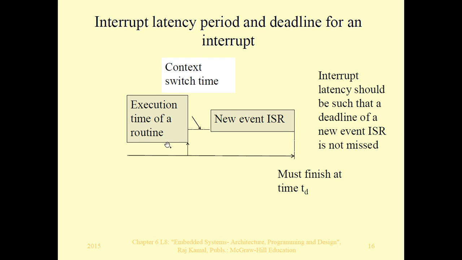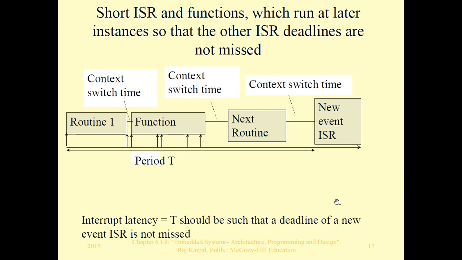So this is how it is indicated. That means here is an execution of a routine, and there is a context switch time for the next event ISR. So this routine has to be finished before this TD. Interrupt latency should be such that the deadline of a new event ISR is not missed. So we have to put a deadline for the previous routine. That is how it is indicated here, and this routine must finish at the time TD.